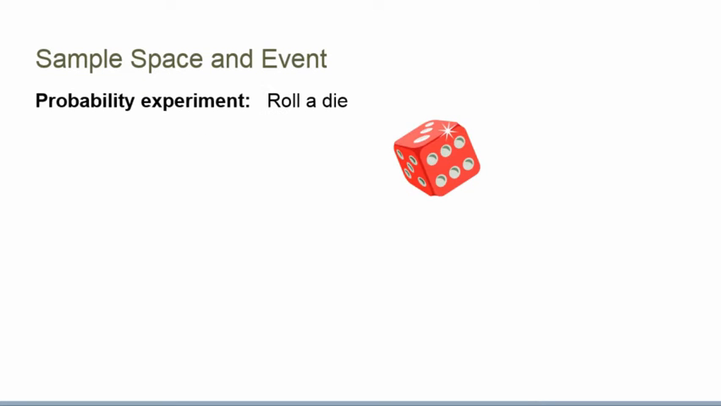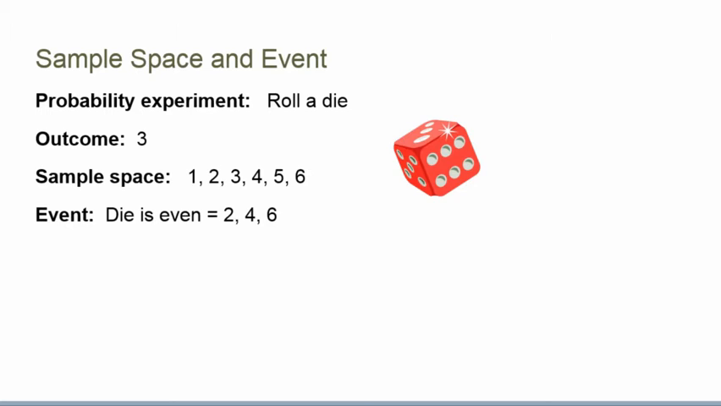Sample space and event. An example would be a probability experiment where we roll a single die. An outcome would be rolling a 3. The sample space of a single die is 1, 2, 3, 4, 5, 6, because those are all of the possibilities. An event would be the die is even, or our result could be 2, 4, or 6.